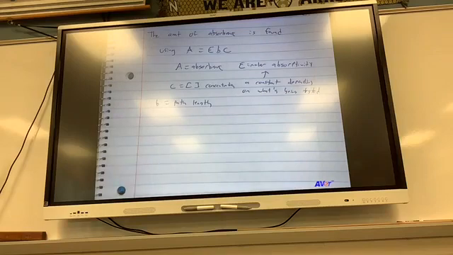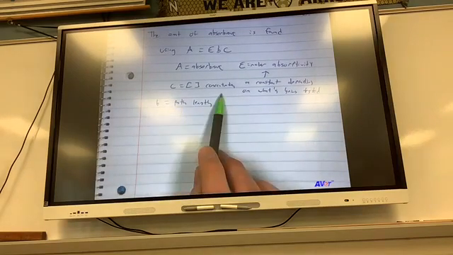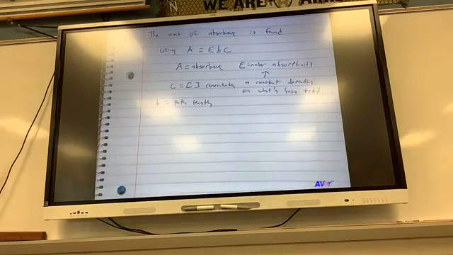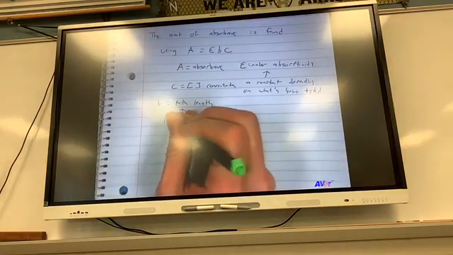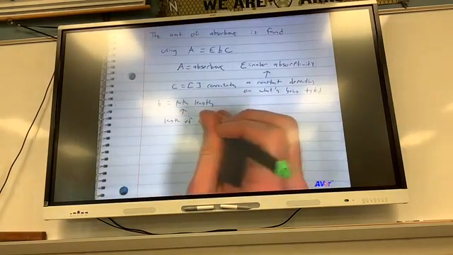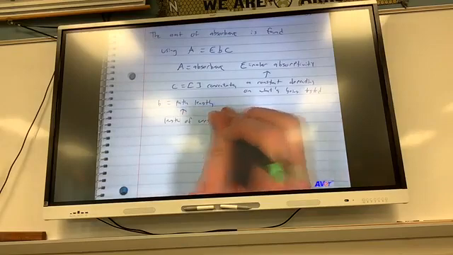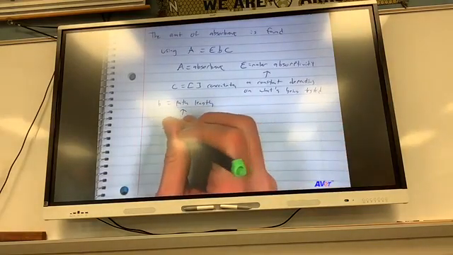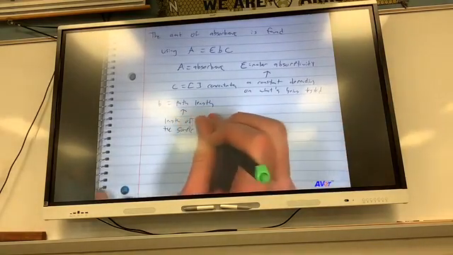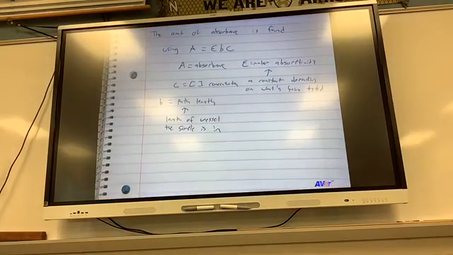So, C is concentration, just the molarity. And the path length is the length of the vessel the sample's in. So for tomorrow, it's going to be like 1 centimeter. And that'll be something that I'll give you in lab.